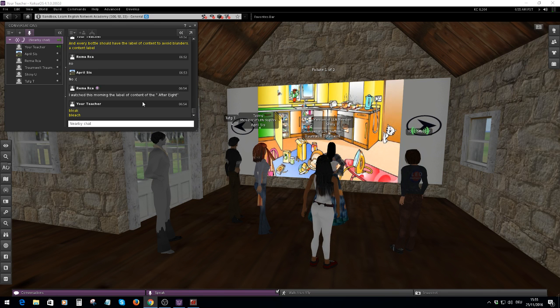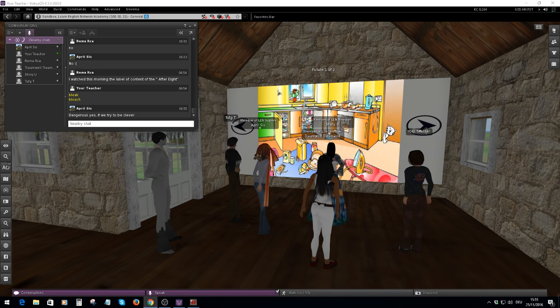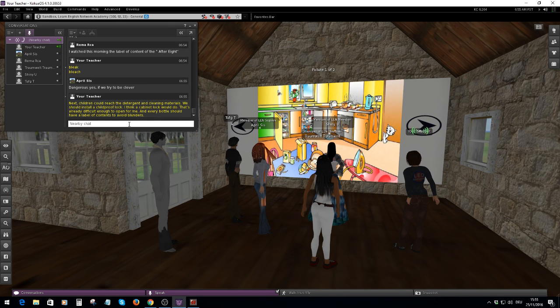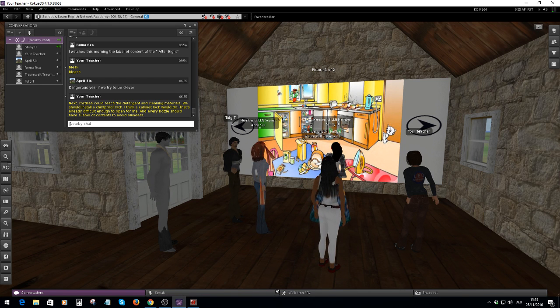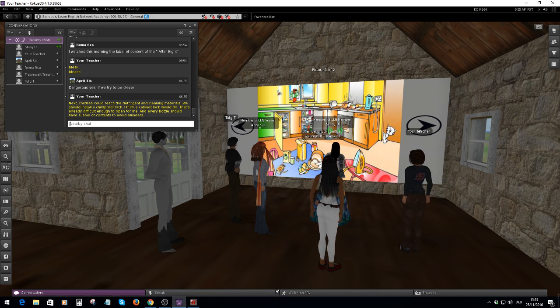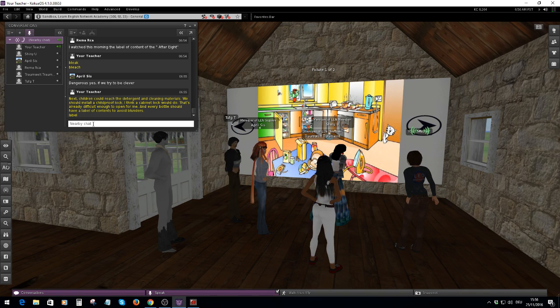Here's the text, and Shiny, would you like to read April's text? Yes. Next, children could reach the detergent and cleaning materials. We should install a childproof lock. I think a cabinet lock would do. That's already difficult enough to open for me, and every bottle should have a label of contents to avoid blunders. Very good, nicely read. Label, with a long A. A label of contents. Very good, well done.